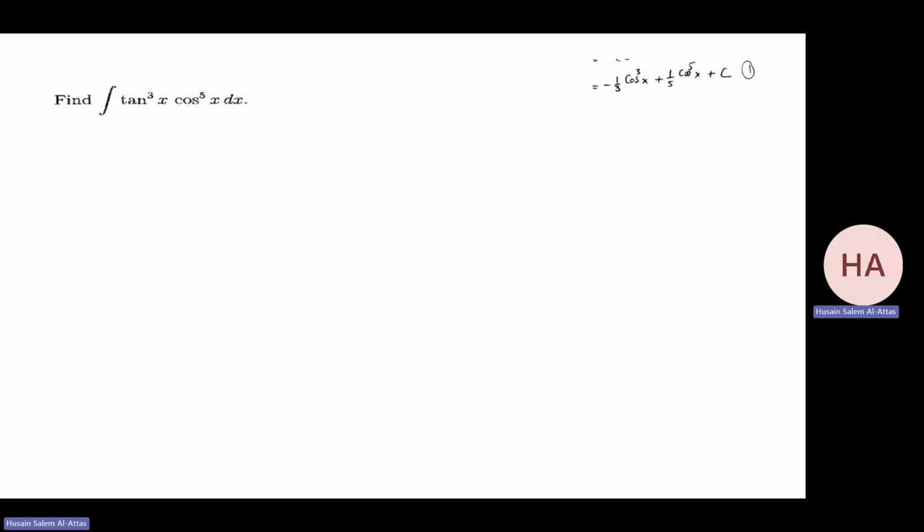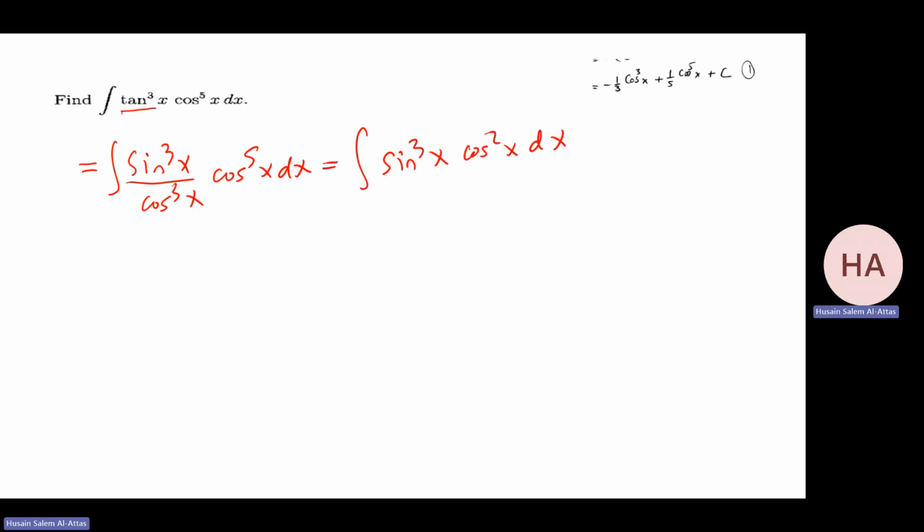Tan to the power cube, cosine to the power 5. It's tan to the power cube. I don't have secant. What to do? I change this into sine and cosine. That will be sine cubed x over cosine cubed x times cosine to the 5. That will be what? Sine cubed x cosine square x dx.